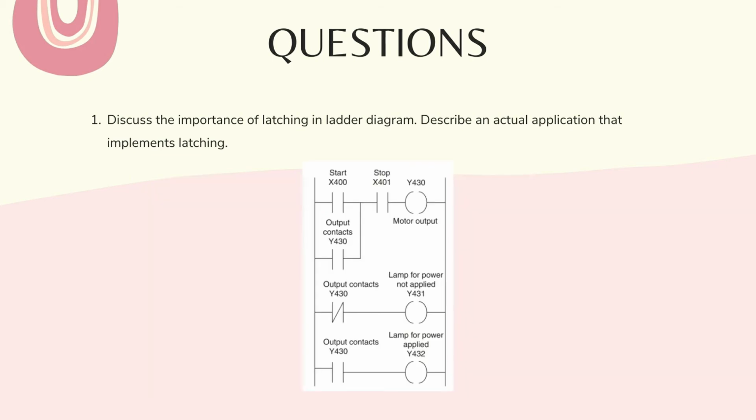Okay, next, describe an actual application that implements latching. For example, it is one of the applications of latching diagram in Mitsubishi machines. Another example, if we use latching diagram in industry, is the emergency button. It is to shut down the operating machine in industry if anything happens like burning.